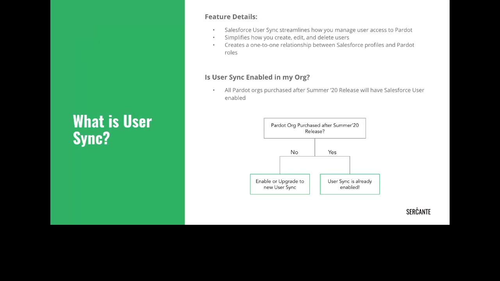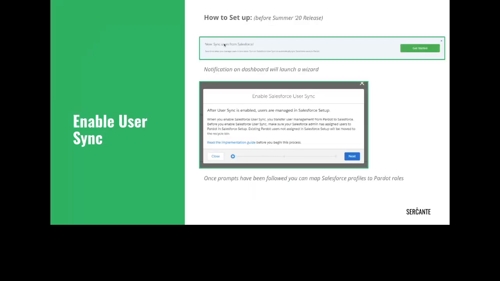So how can I tell if user sync is enabled in my org? There are a few different considerations here. If your org was purchased after the summer 20 release, it is automatically enabled. If it is not, you will have a little bar, our favorite Pardot notifications that we love to see. You will have that notification on your dashboard to launch that wizard. Again, this is before that summer 20 release. You'll most likely have this notification on your dashboard, and it'll walk you through the wizard.